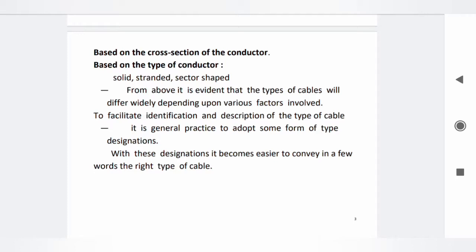From all the above, it is evident that the type of the cable will differ widely depending upon various factors involved, and you cannot go to some cable manufacturer saying a description of all these things like, I want an aluminum cable with PVC outer sheath and XLP insulation. So there is a mechanism to identify that, and that is called type designation, that we will see further.